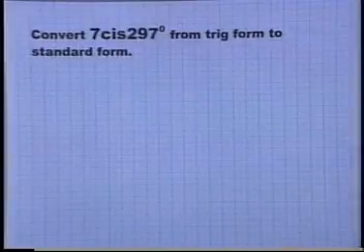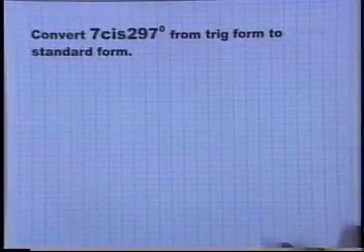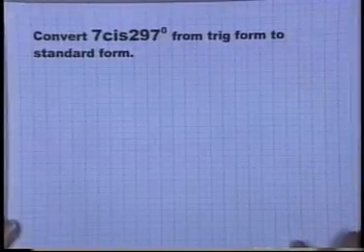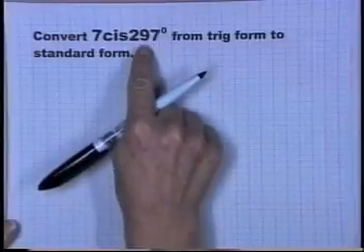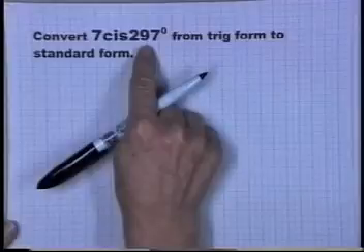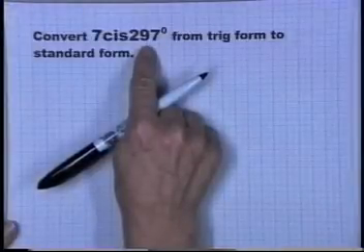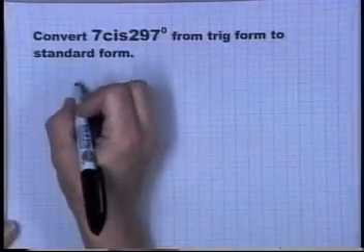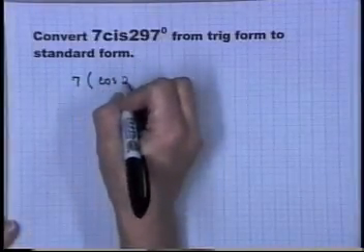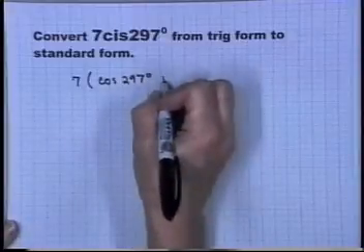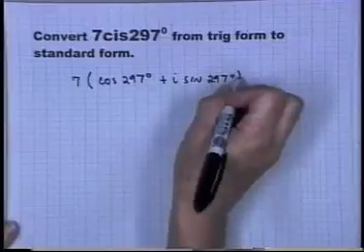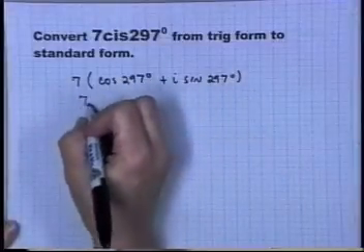Now, let's look at this next one, which is also converting from trig form to standard form. Convert 7 CIS 297 degrees. Now, you'll notice right away, 297 degrees is not going to give you a special angle as a reference angle. So here, we're just going to simply use the calculator. Again, recall, this is an abbreviation for 7 times the cosine of 297 degrees plus i times the sine of 297 degrees. And again, we can distribute that 7.